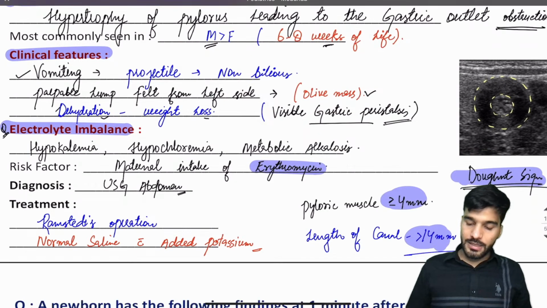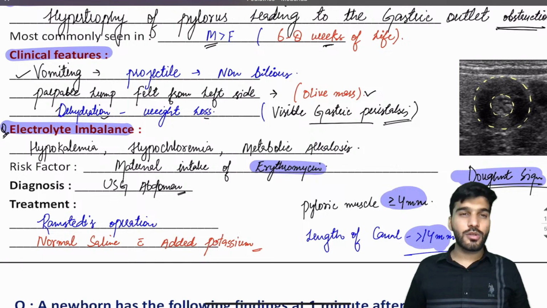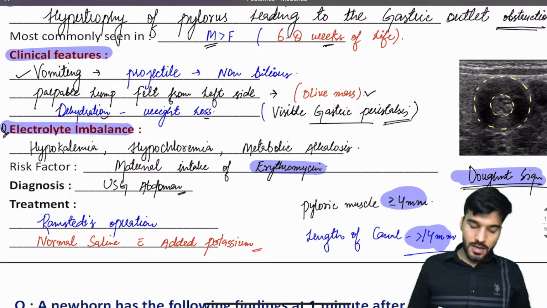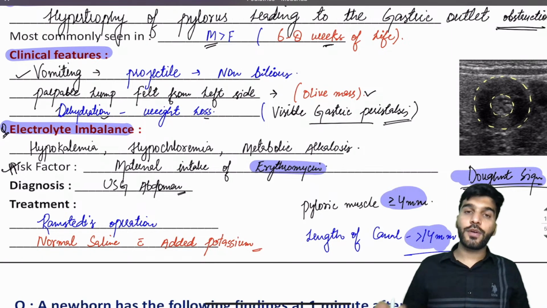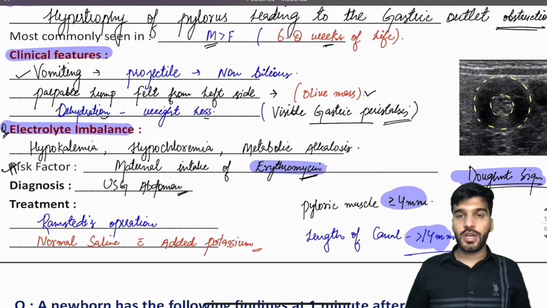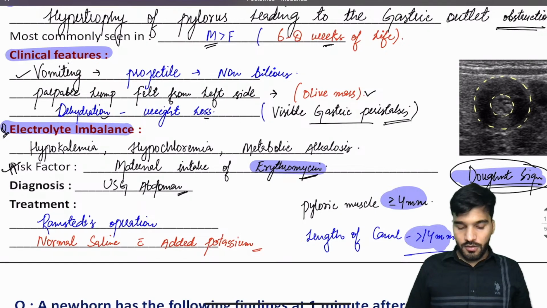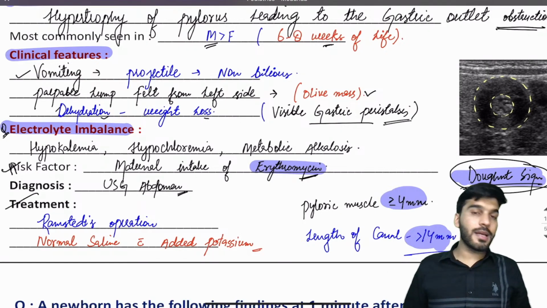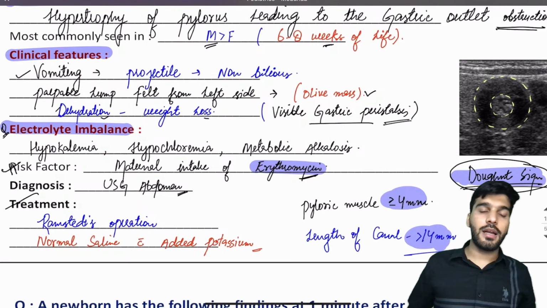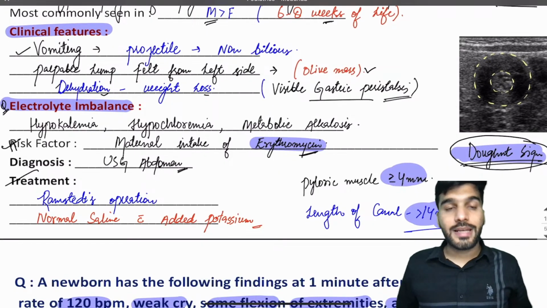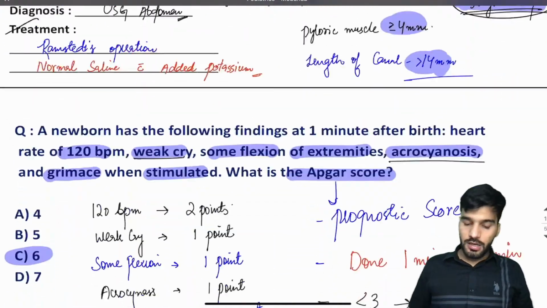Electrolyte imbalance has been asked as a question: metabolic alkalosis, hypokalemia, and hypochloremia. A risk factor for this is maternal intake of a drug called erythromycin, which is a macrolide. Diagnosis is by USG abdomen, where we have a donut sign. Remember, for the treatment, the surgical treatment is Ramstedt's operation, and correct the electrolyte imbalance with normal saline with added potassium.